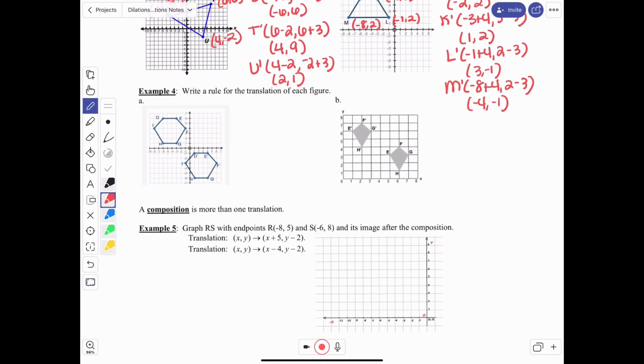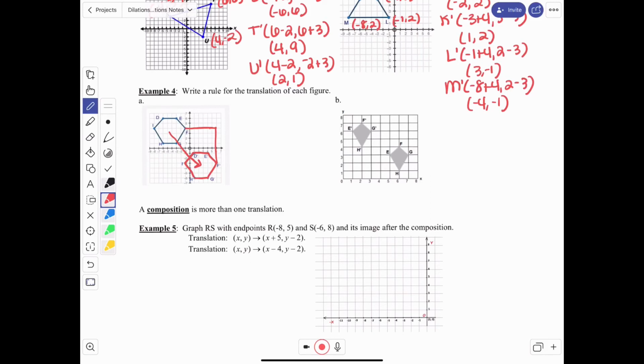Okay, so on example 4, we have to write a rule for the translation of the figure. What you want to do is pick a point and figure out how it's getting from one point to the other. Notice the points with the prime are the new figure. So we start here and this is where we're going to. Let's just go with F. We're starting here and going to here. So we want to figure out how far right and how far down.